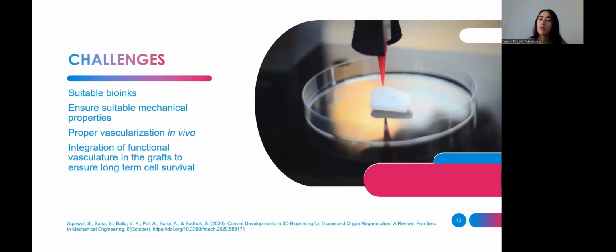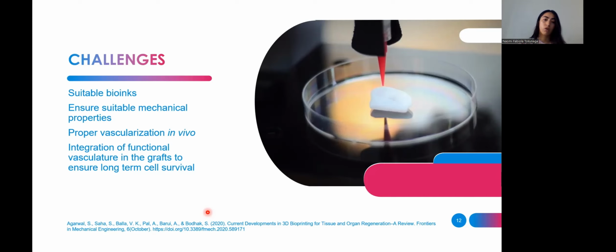Now, of course, it also has its challenges. First of all, we need suitable bioinks. As I mentioned, these are very important, but you also need a specific bioink for each specific application. So you need to take that into consideration. There need to be suitable bioinks with good biocompatibility and mechanical strength that can be used to achieve biological function.